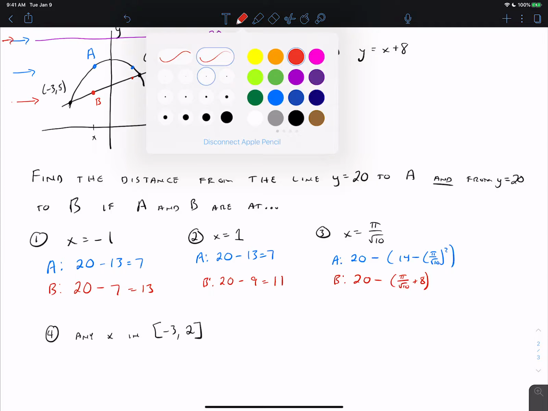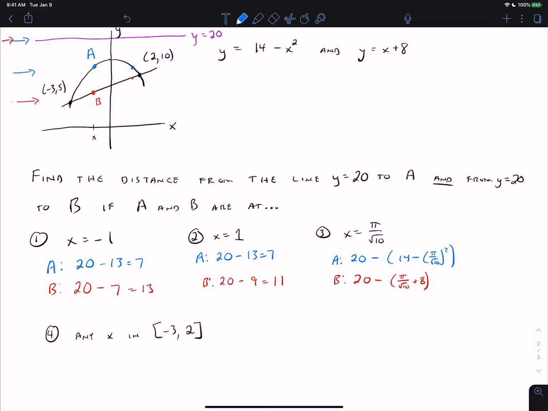On number 4, we're talking about any x in the region. So when we talk about the distance from y equals 20 to the point A, we do 20 minus whatever the y value would be. The y value would be 14 minus x squared. That simplifies to x squared plus 6.